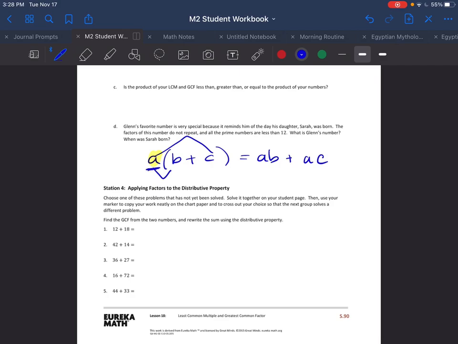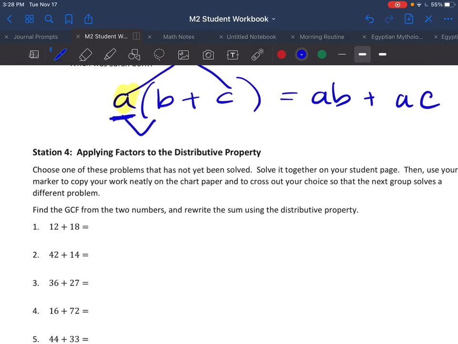So we just want to make sure that the factor we pull out of two numbers is the greatest one. So we want to make sure a is the greatest common factor of the two numbers. So let's look at number 1, 12 and 18. Well, you can use the cake method to figure out what the greatest common factor is, and when you do, you'll see that it's 6. So I'm going to pull out 6.